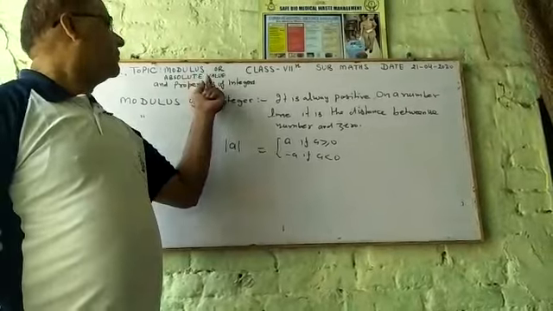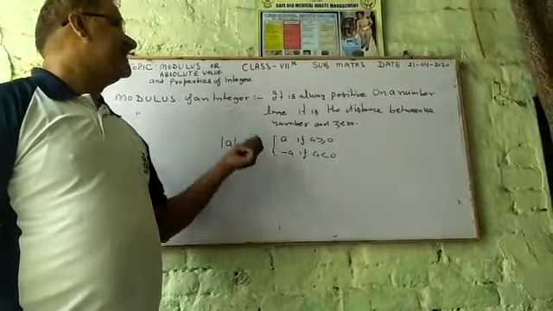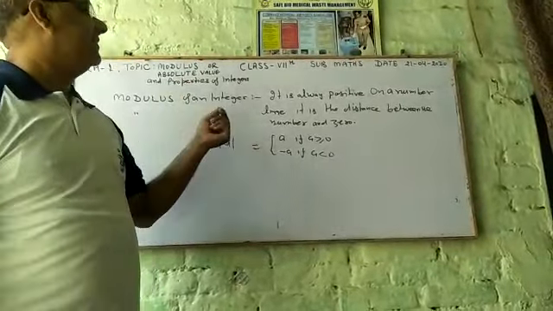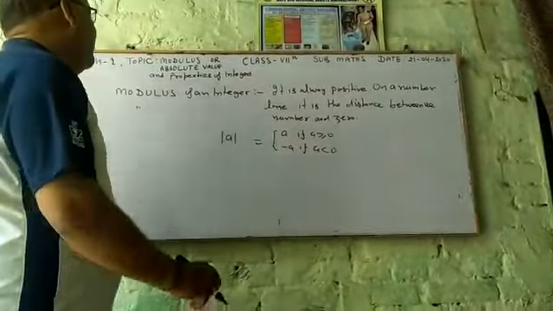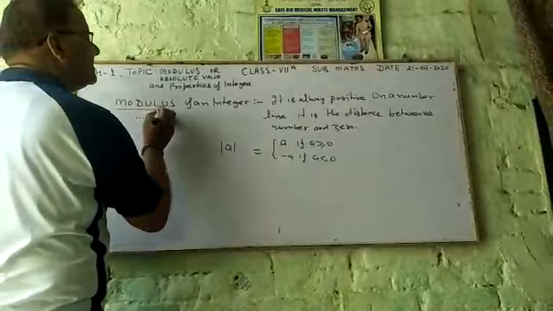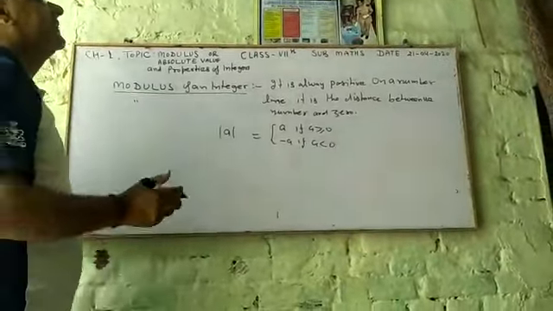Absolute value or modulus value of an integer. This topic is related to chapter first of 7th class. So students, look carefully. First we write down the definition of modulus of an integer.